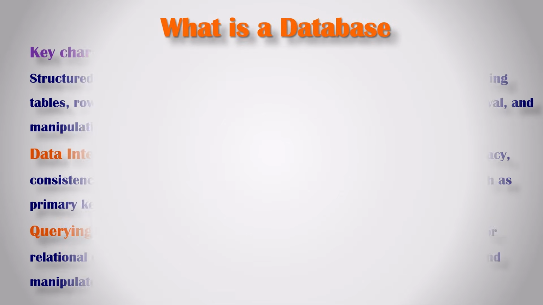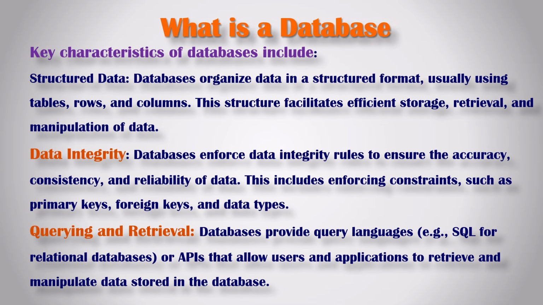Key characteristics of databases include structured data. Databases organize data in a structured format, usually using tables, rows, and columns. This structure facilitates efficient storage, retrieval, and manipulation of data. Data integrity: databases enforce data integrity rules to ensure the accuracy, consistency, and reliability of data. This includes enforcing constraints such as primary keys, foreign keys, and data types.